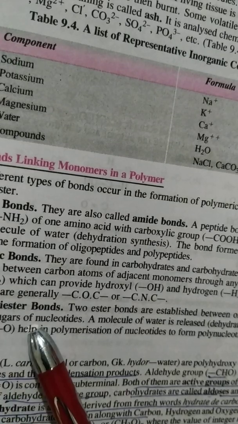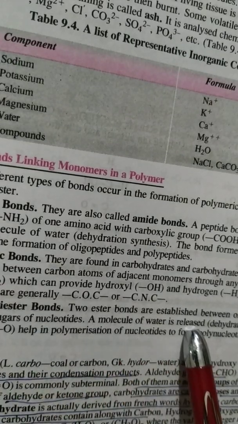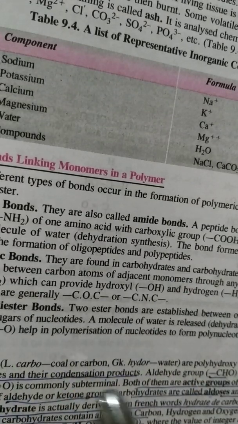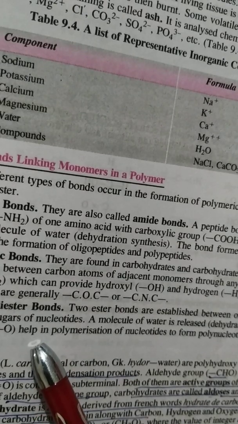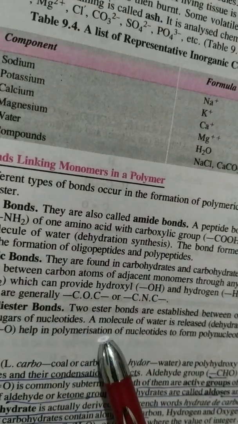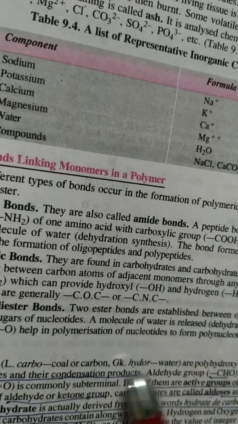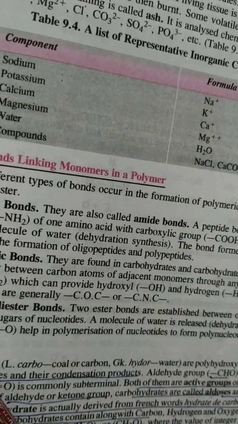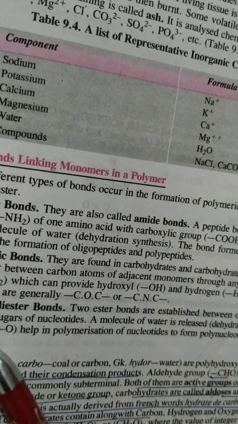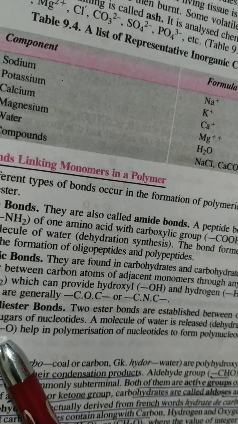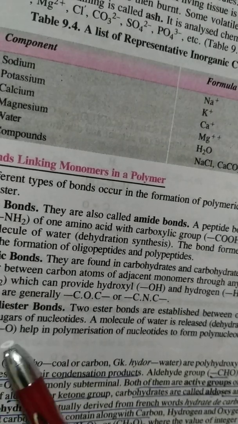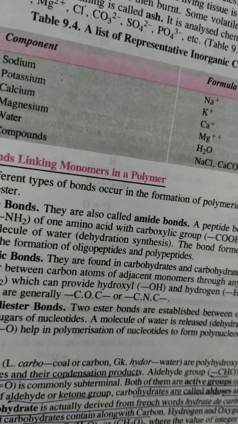The third bond is the phosphodiester bond. Two ester bonds are established between one phosphate radical and two adjacent pentose sugars of nucleotides. So it is found in the formation of DNA and RNA, the macromolecules of nucleotides, and here a molecule of water is released. It is called the phosphodiester bond: O-phosphoric acid-O, that is oxygen, phosphoric acid, oxygen. That means the two pentose sugars react with phosphoric acid, and in this way nucleotides are linked with one another during the formation of a polynucleotide chain.